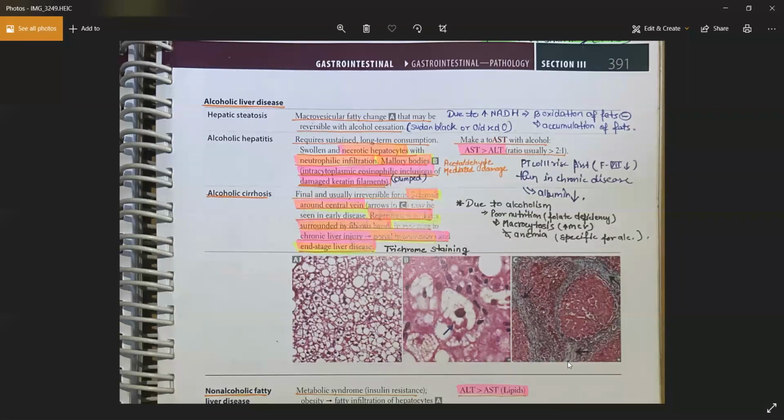The staining that you use to visualize the fibrous bands is known as trichrome staining. Very important: trichrome staining is done to visualize the fibrotic bands. This is the fibrosis, this is the collagen deposition. Trichrome staining is used for collagen detection, because fibrosis is nothing but the deposition of collagen. As you can see here, this is a trichrome staining for detection of collagen. So these regenerating nodules will be formed, and the nodules will be surrounded by the fibrous bands.